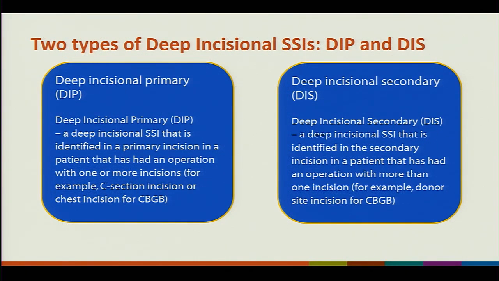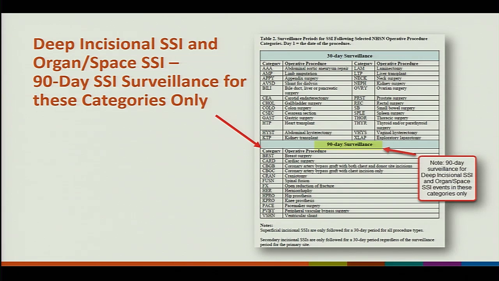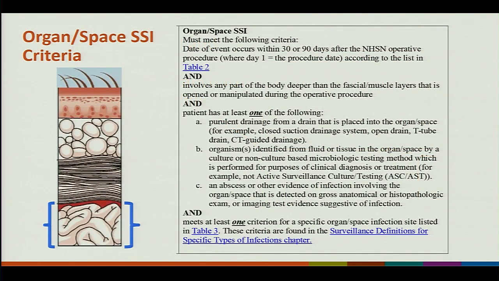And again, just like superficial incisional SSI, there are secondary incision sites for deep incisional secondary, same procedure categories, and basically an SSI can set up in the deep soft tissues of those secondary incision sites, and they're available for SSI attribution. Taken from Table 2 in the SSI protocol, I just want to point out that the 90-day surveillance only applies to those procedures here for deep and organ-space SSI events. Of course, if any of these procedures, for example, a breast procedure, has a superficial SSI, those are only followed for 30 days.